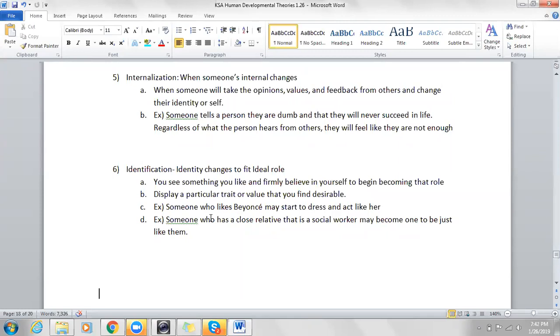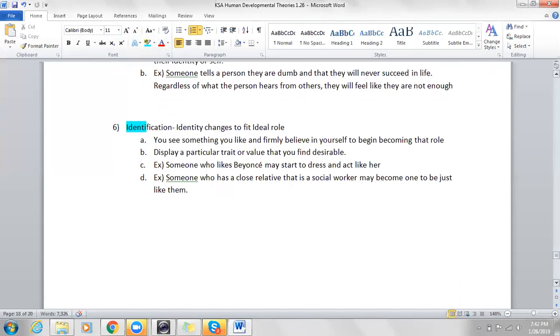And then identification is when someone's identity changes to fit an ideal role. You see something you like and you firmly believe in, and you begin to follow that role. So, for example, someone who likes Beyonce may start to dress and act like her. Or someone who has a close relative as a social worker may want to become one. So, a key way to remember these is that internalization is an internal embedded change, while identity is very different and can change almost daily. So there's our Freudian theory.